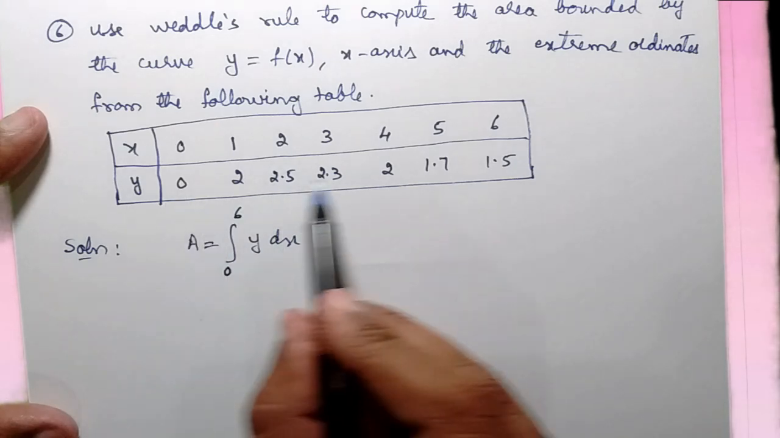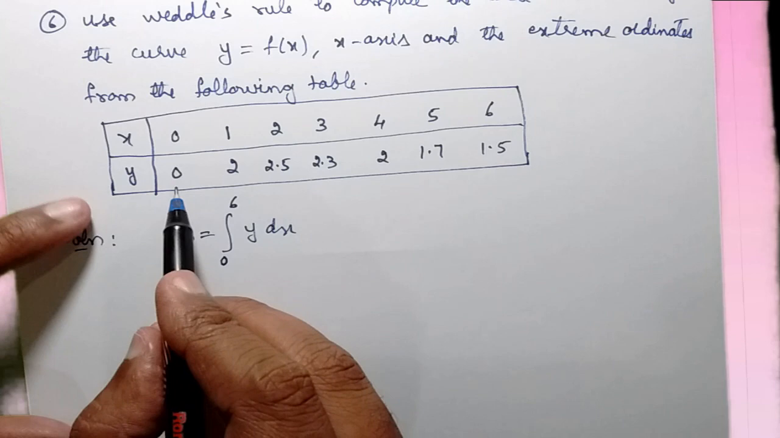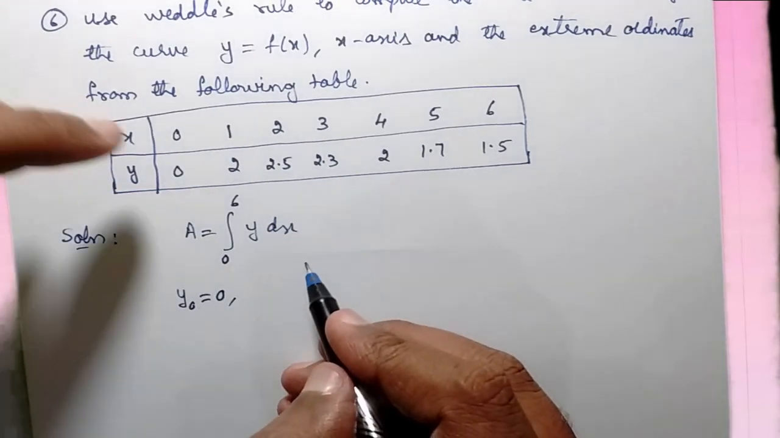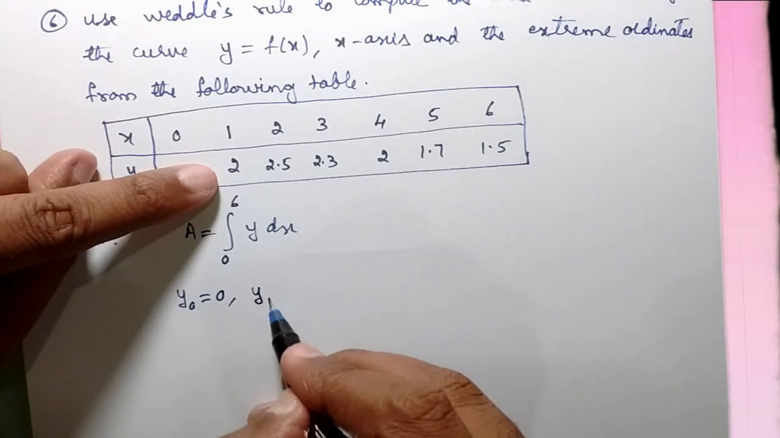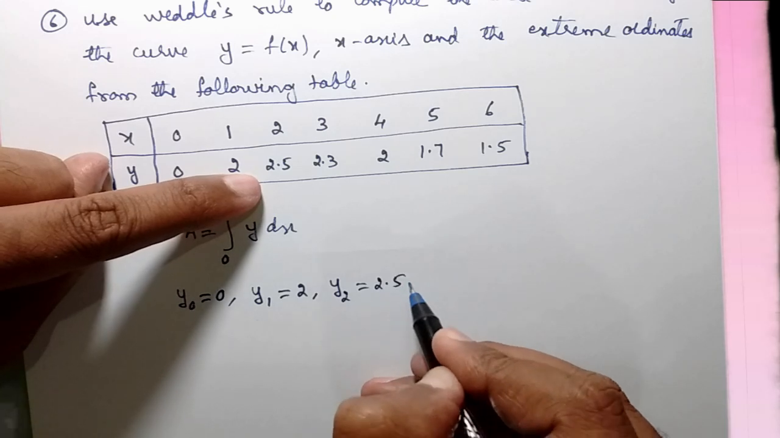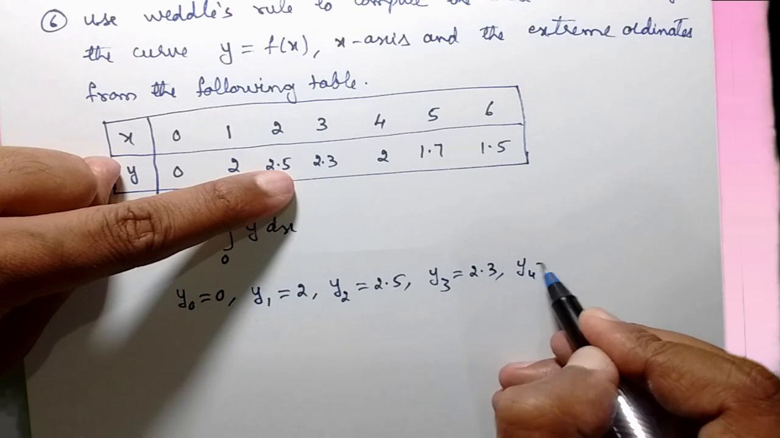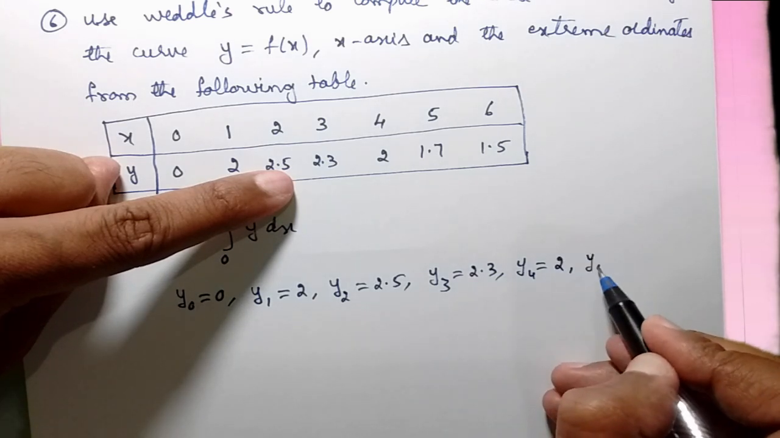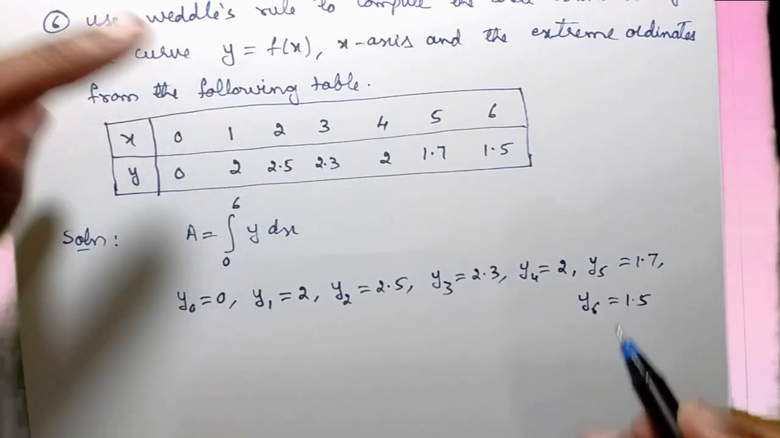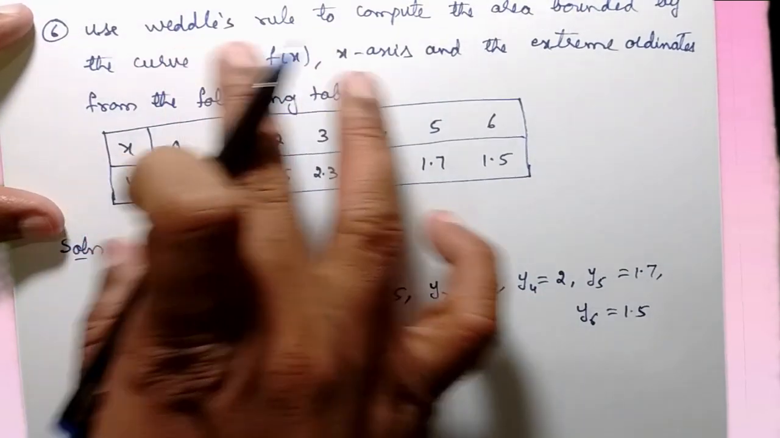However, the values of y are also given over here. So let us see what are the values that are given. Y value is known, so y0 value is how much? Y0 value is 0. You need not calculate it separately. Y1 value is how much? 2. Then y2 value is how much? 2.5. y3 value is 2.3. Then y4 value is 2. Then y5 value is 1.7. y6 value is 1.5.